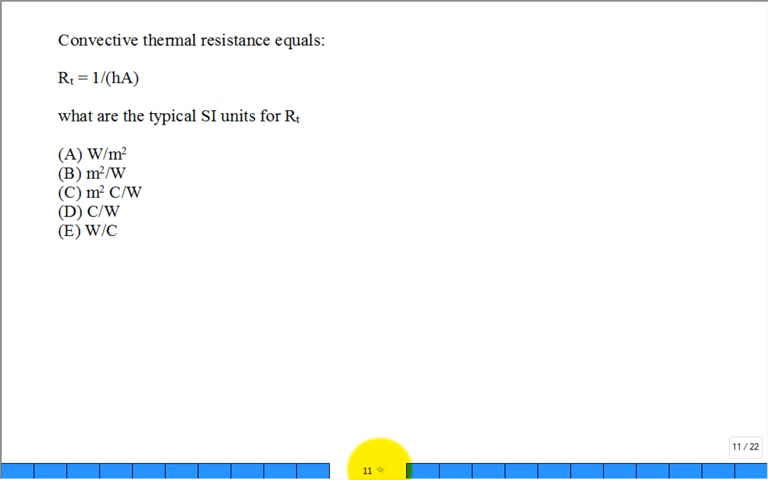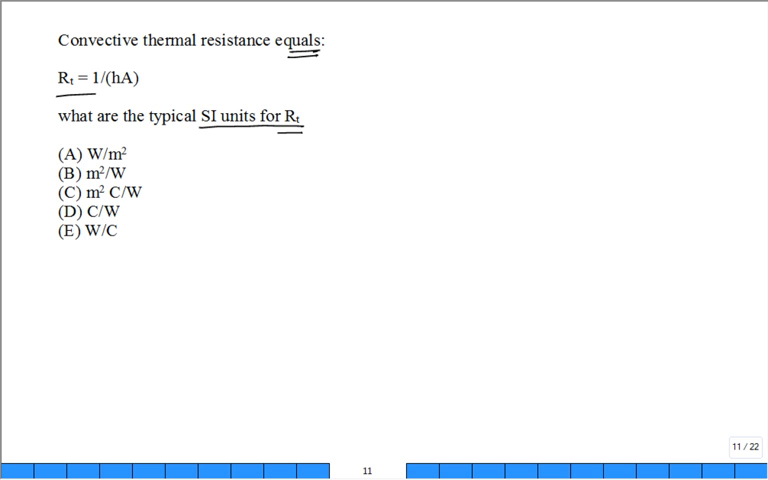The convective thermal resistance, clicker question, is equal to, right here, 1 over HA. Just what we just had. What are the typical SI units for that R? Watts per meter squared per watt, meter squared degree C per watt, degree C per watt, or watt per degree C. Everybody in?